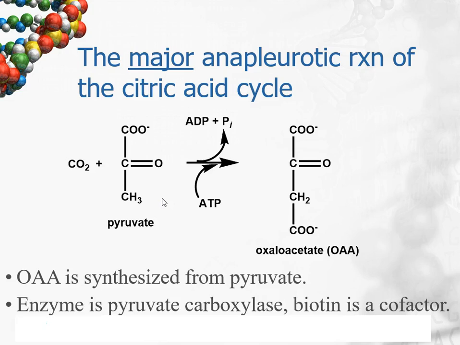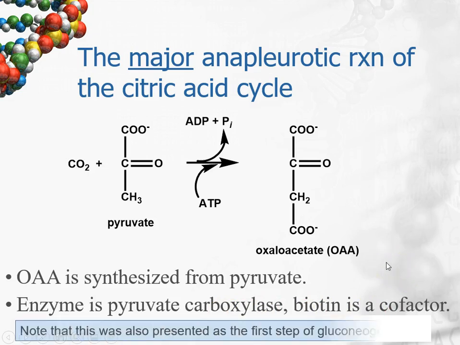So we have CO2 plus pyruvate. That requires ATP, and we get oxaloacetate. And the enzyme is pyruvate carboxylase. Remember, whenever you have CO2 as a reactant, the carboxylase reactions need biotin, and biotin is a cofactor that carries the CO2. And hopefully you remember that this was also presented as the first step of gluconeogenesis.